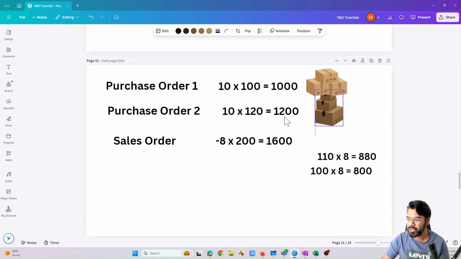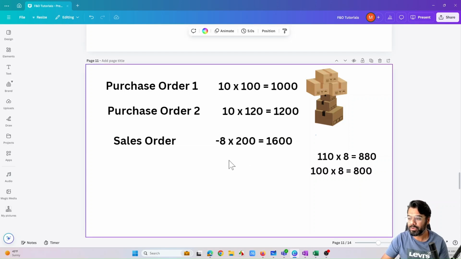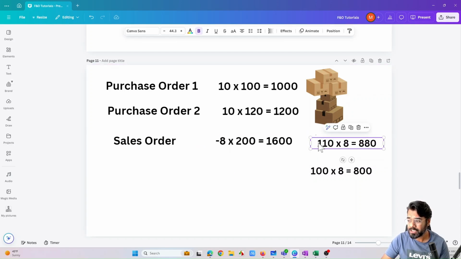So we placed 2 purchase orders, and later on, out of these 20 quantity, we only sold 8 quantity to a customer, and these 8 quantity are sold using a cost price of $110 each, meaning for 8 the cost is going to be $880, right? This 110 is a calculation coming as a part of the running average calculation.